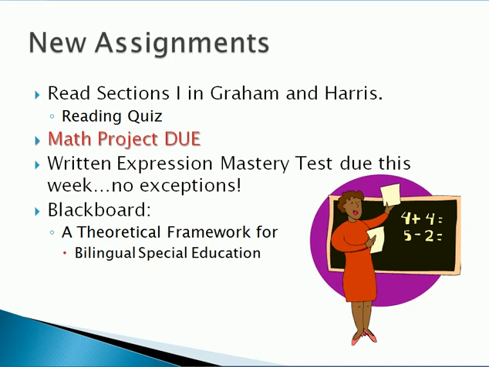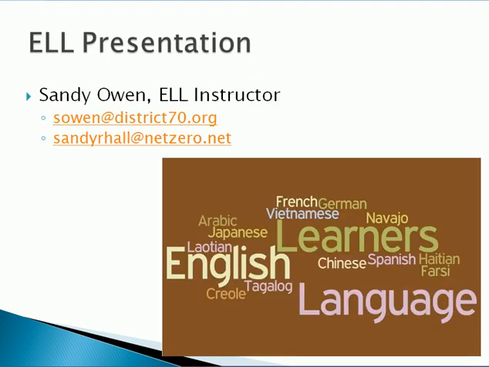this week. You will now begin reading Graham and Harris's section 1, not chapter 1, so look very closely in your book. It's section 1, and you will be taking a reading quiz over section 1. Your math project, as I mentioned, is due, as well as the written expression mastery test is also due this week, no exceptions.